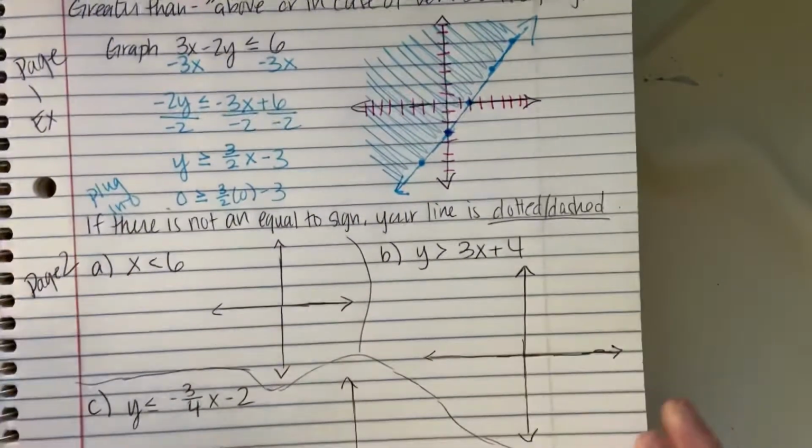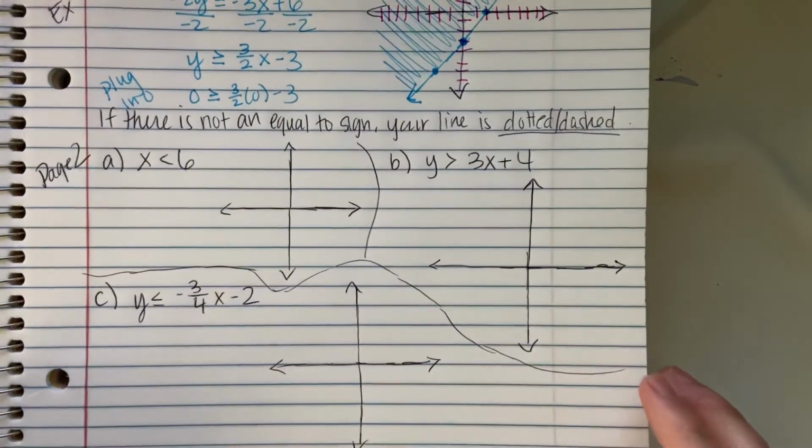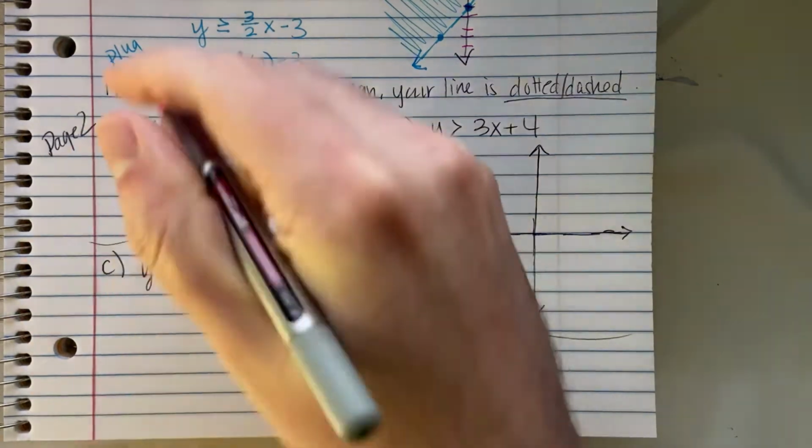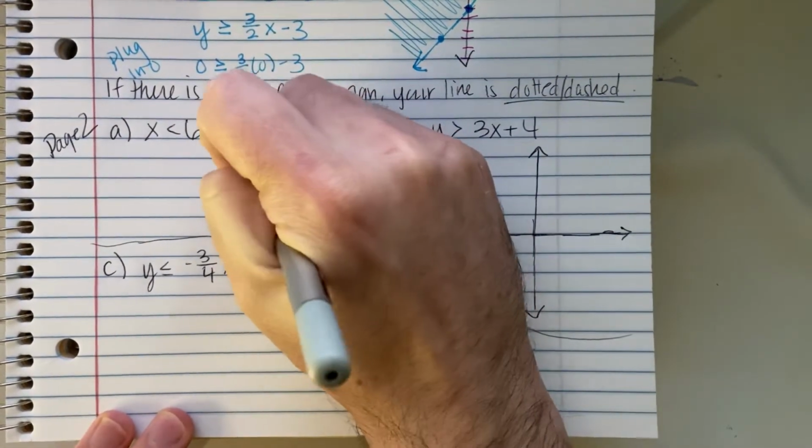So let's look at how that applies on page 2 of your notes. x is less than 6. So this one doesn't have an equal to sign, which means I am going to only graph a dotted line.